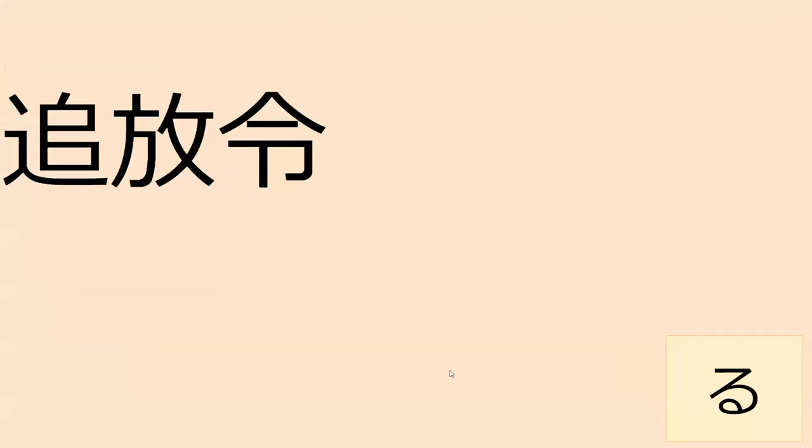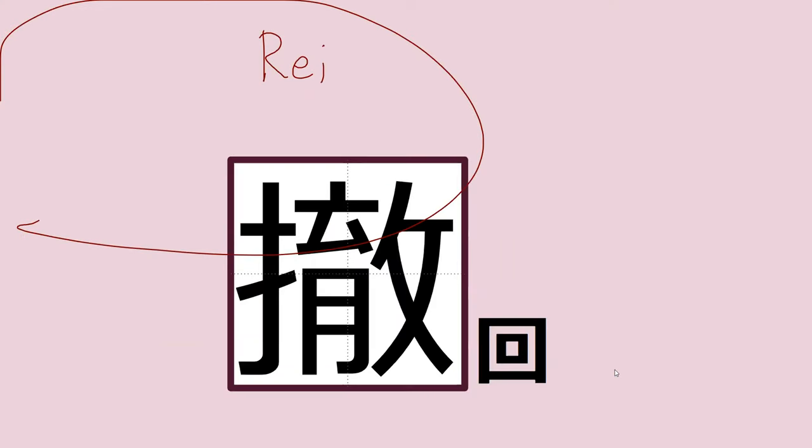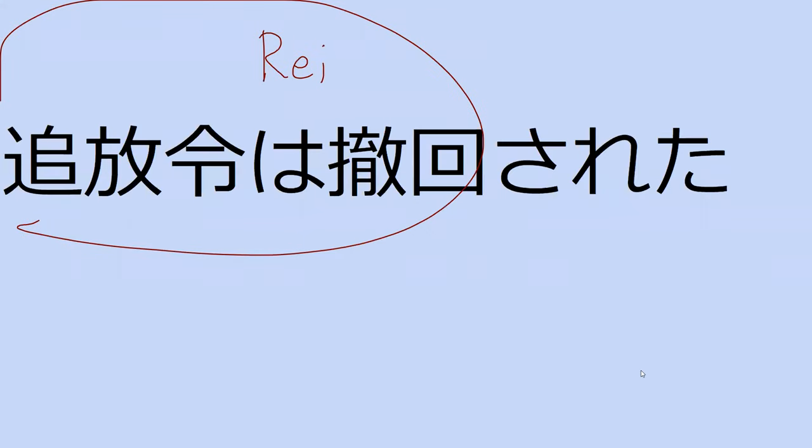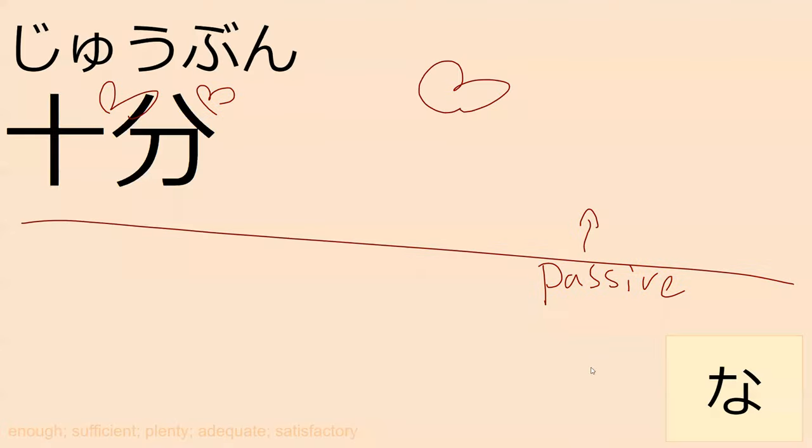Can you read this word for me? Tsuihou. And can you read the sentence for me? Tsuihou wa tekkai sareta. Passive suru. The command for exile was redacted. Exactly, was rejected. Perfect.